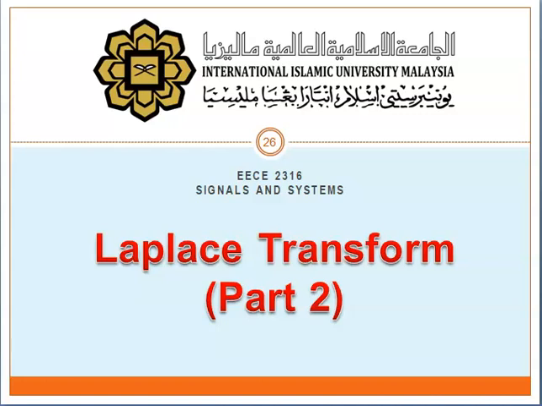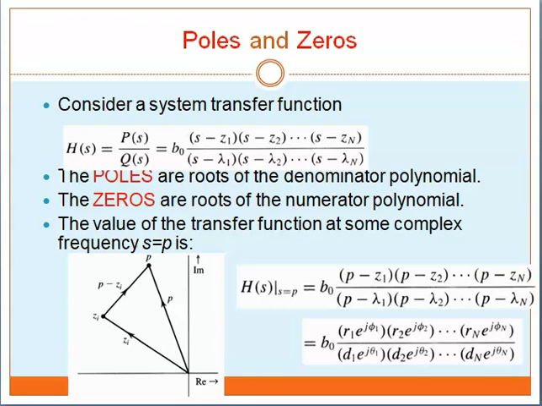Laplace transform part 2. Poles and zeros. Please consider a system transfer function that has H(s) equal to P(s) over Q(s).